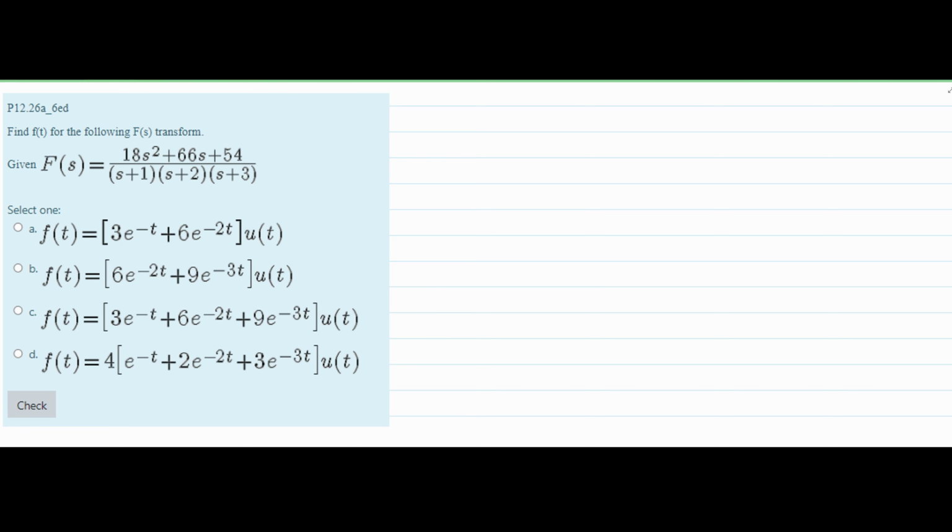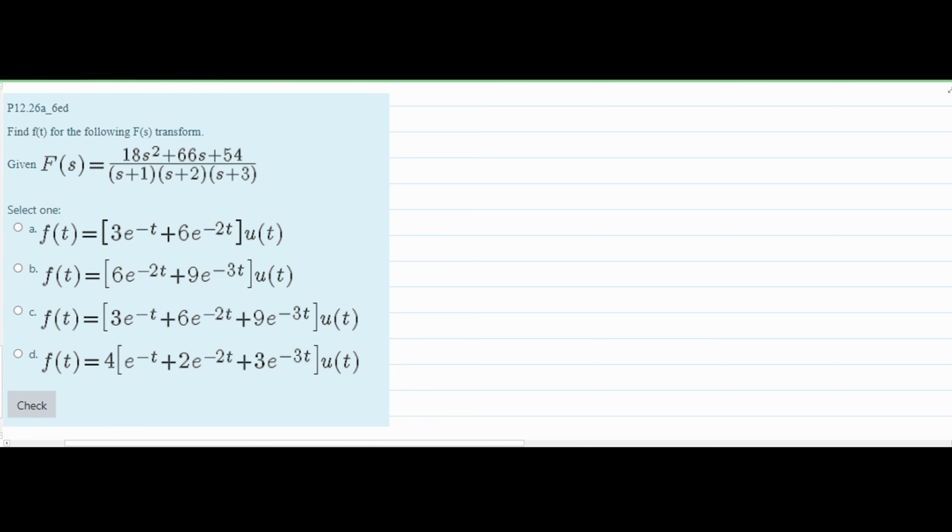We need to find f(t) for the following F(s) transform. This is the Laplace transform. We were given that transform, and now we need to find our f(t). We're given 4 possible outcomes, and we're going to go through how to solve this.